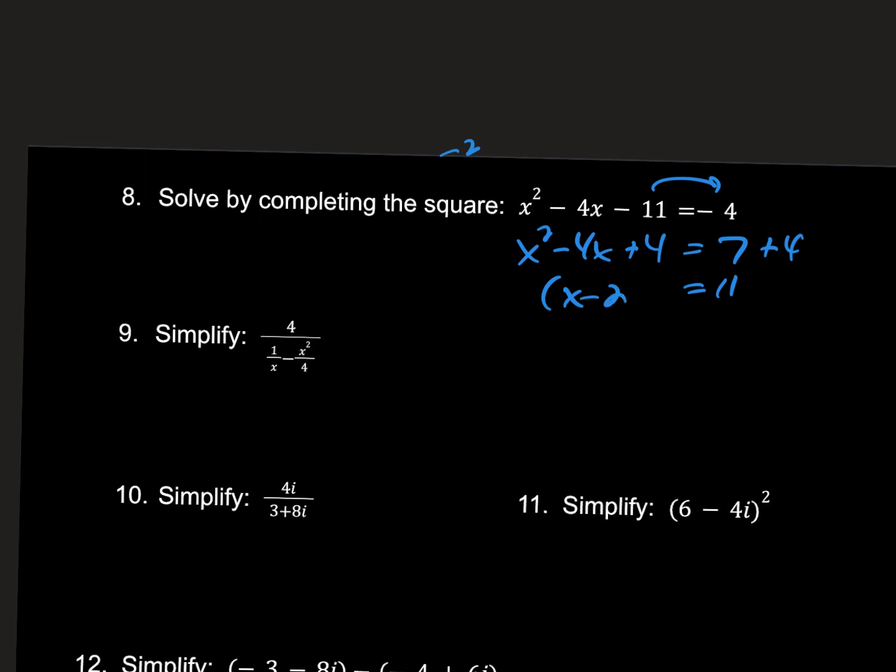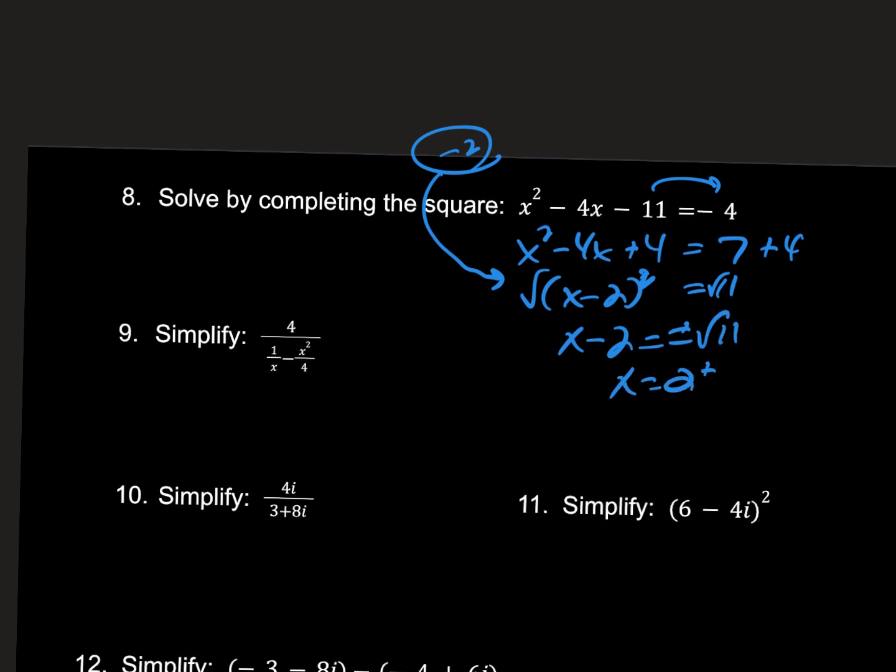Over here, you can now factor: (x minus 2) squared. Remember that whatever the half was always goes into parentheses. Take the square root on both sides, you get x minus 2 is plus or minus the square root of 11. Move the 2 over to the other side, you get 2 plus or minus square root of 11. And there's that one. Let's keep going here.